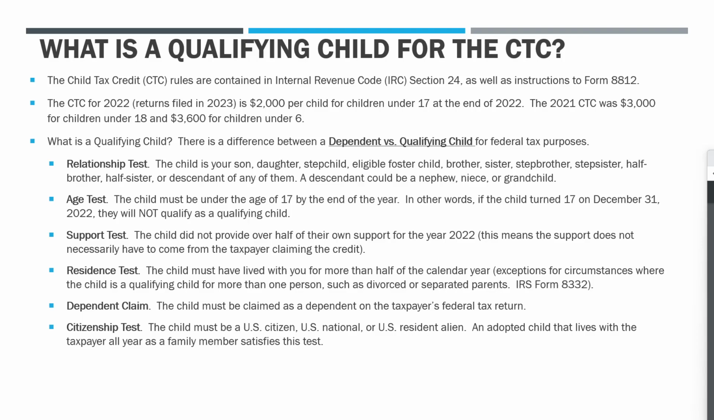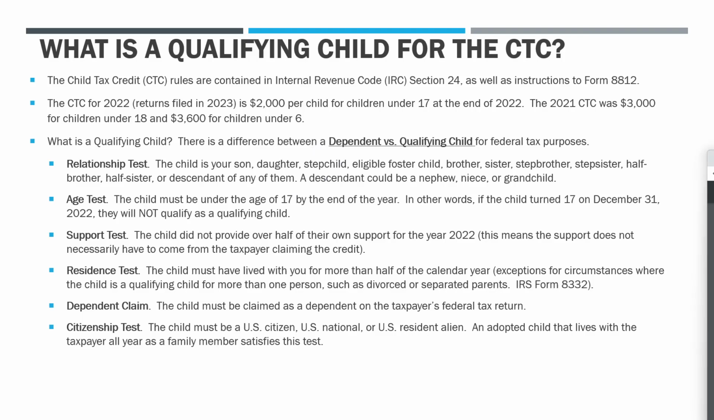The age test, now this is the big one. The child, in order to be a qualifying child for the child tax credit, has to be under the age of 17 by the end of the year. So if they turn 17 on the last day of the year, they're not a qualifying child for purposes of the CTC. Now, this is where there's a big difference with what is a qualifying child for dependent purposes.